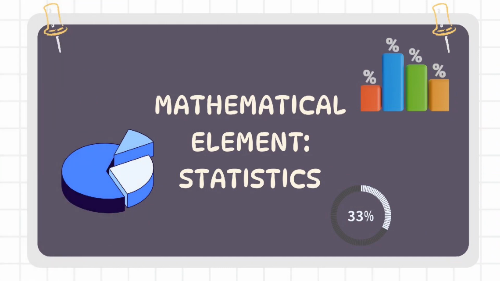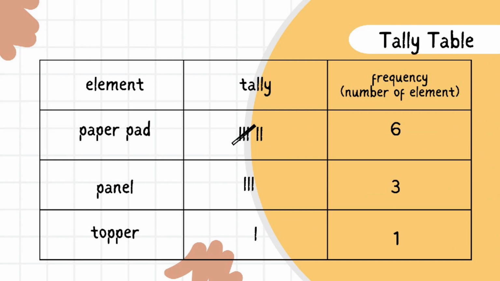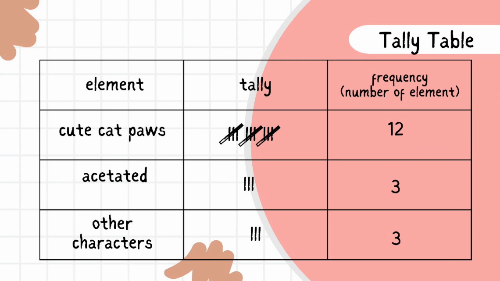Let's move to the other part. We are diving into the world of statistics, where numbers tell us stories and charts help us visualize data. Let's explore how tally tables and pie charts make statistics fun and easy to understand. From the tally table, we have element, tally, and frequency columns. Firstly, we have 6 paper pads, 3 panels, and 1 topper. Next, we have 12 KitKat mouse, 3 acetate, and 3 other characters.